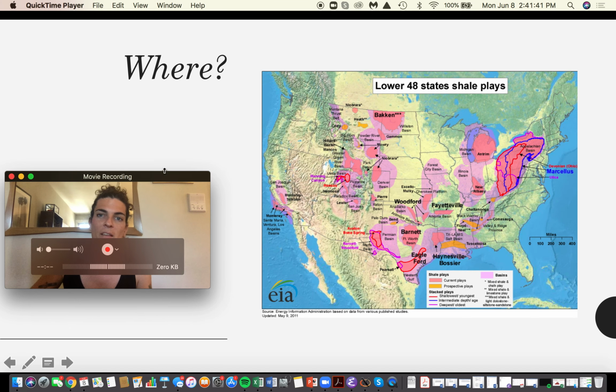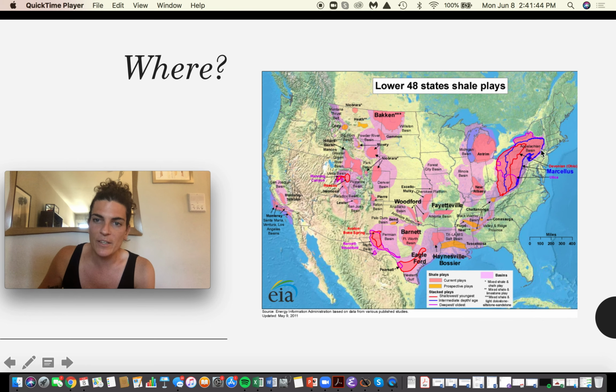So here's a zoom in of that map in the lower 48. Again, you can see the Marcellus Shale, the Bakken Shale, the Barnett Shale. The Woodford Shale is a fairly productive shale play in Oklahoma. So the current plays, and there's some prospective plays, and then there's the basins where there could potentially be more pockets of shale, of oil found in shale, oil or gas, that can be fracked.